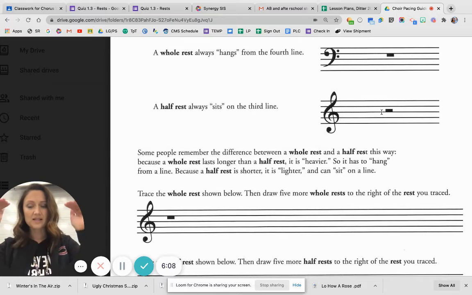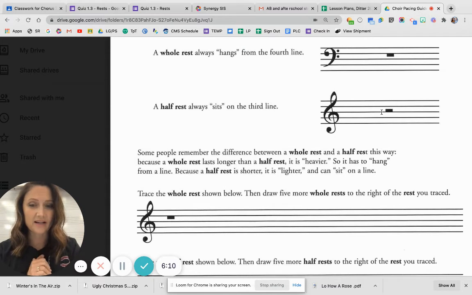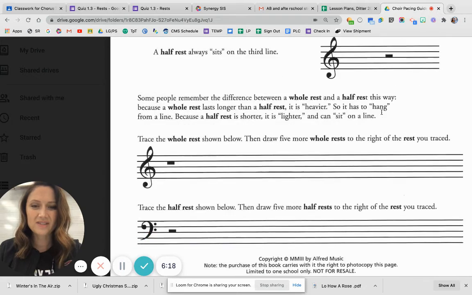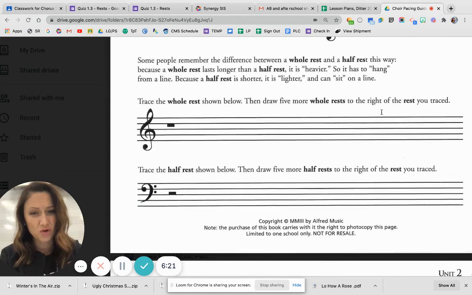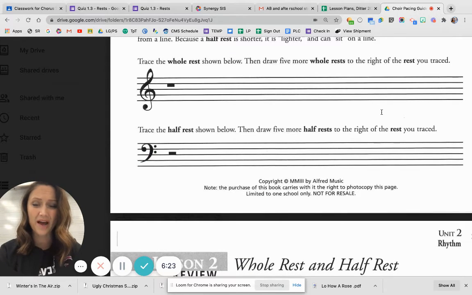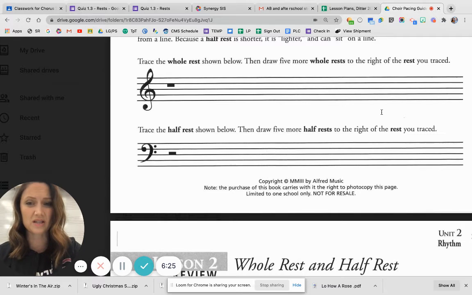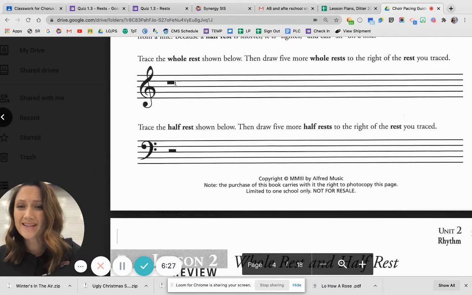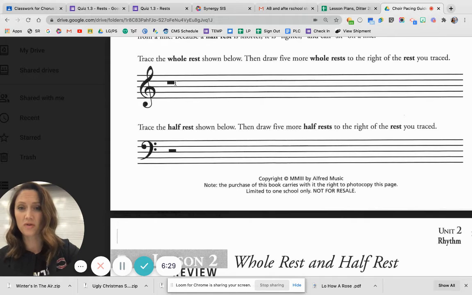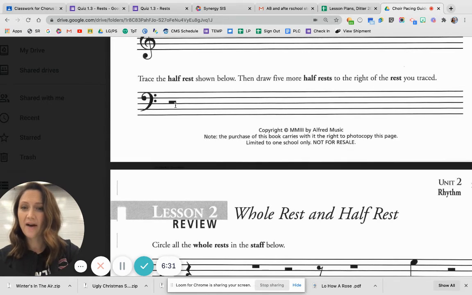The half rest sits on the 3rd line. Say that out loud with me. The half rest always sits on the 3rd line. Now, down here, you would have an opportunity to trace and draw, which we don't have virtually, but I want you to just think to yourself, the whole rest hangs from the 4th line. The half rest sits on the 3rd line.